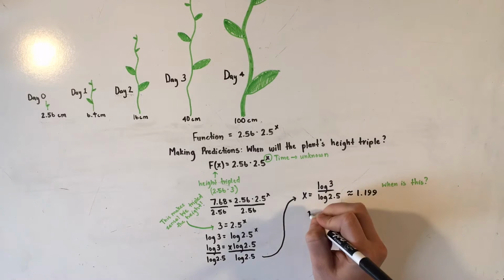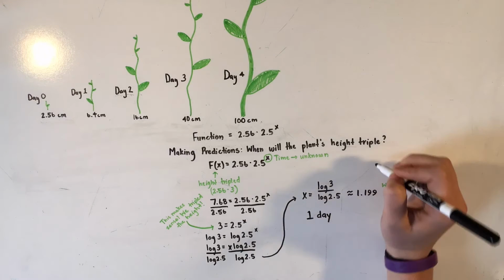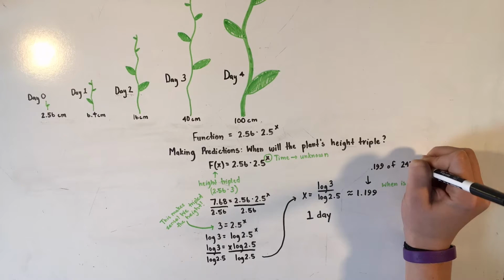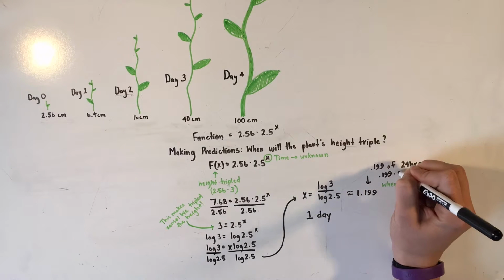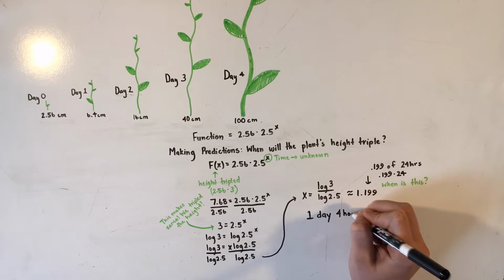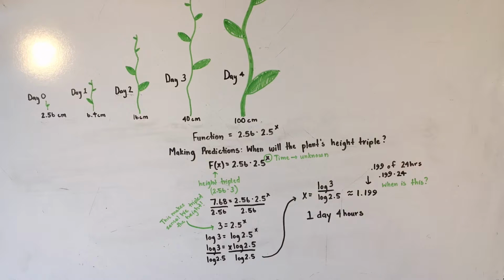It's 1 and 199 thousandths of a day. But what is that? To find 199 thousandths of a day, simply take that decimal and multiply by 24. This will give you the number of hours that have passed. Your answer should be 4 and 776 thousandths, or 4 hours.